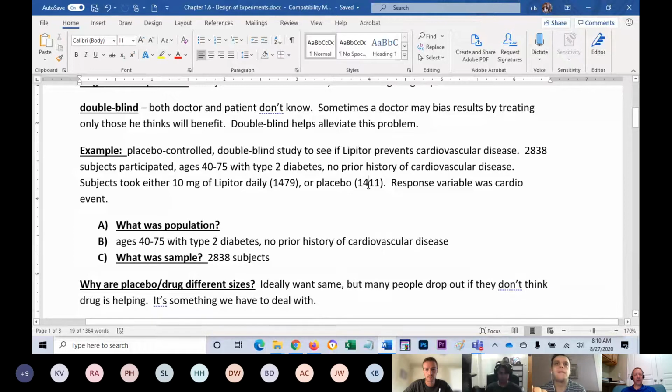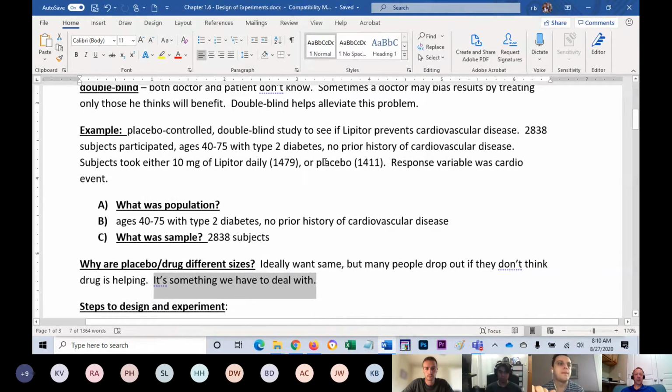So quite often the placebo group is almost always smaller than the drug group because people are like, this isn't helping, so why am I wasting my time in this study? And so this is just something that you're going to have to deal with. Sometimes people will try to make the placebo study a little bigger because they know that dropouts are going to happen. But ideally we would like those to be pretty close to the same. And when you're talking about 3,000 people, those are pretty close.